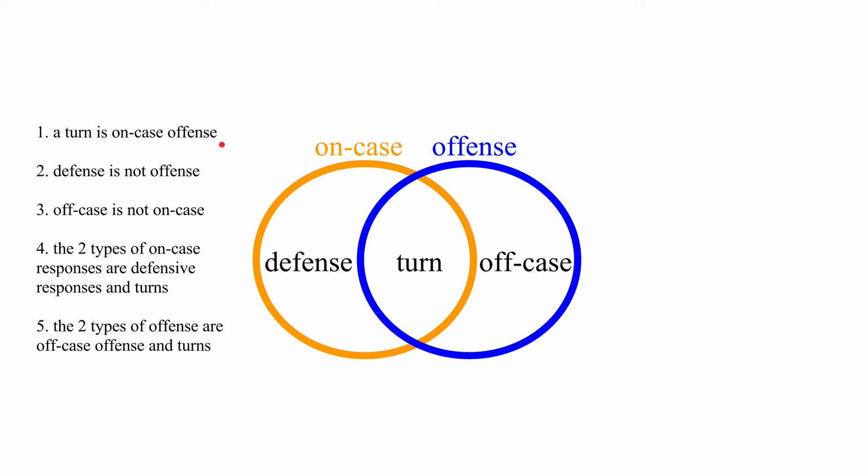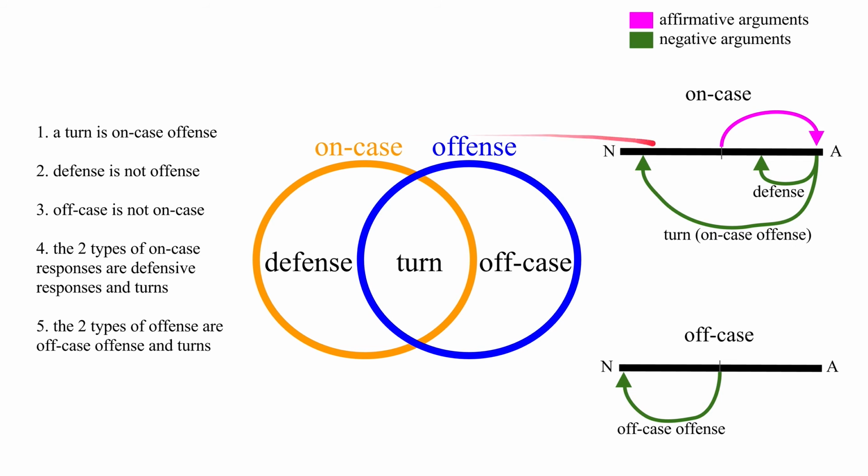Now that we have labeled this Euler diagram, let's think about how this relates to the graph that we've learned in the previous video. And let's put those two side by side. And let's think about how this graph can be used to illustrate those same 5 statements. The first statement, a turn is on-case offense. Well, first of all, we can clearly see that a turn is on-case. It's talking about an on-case impact.